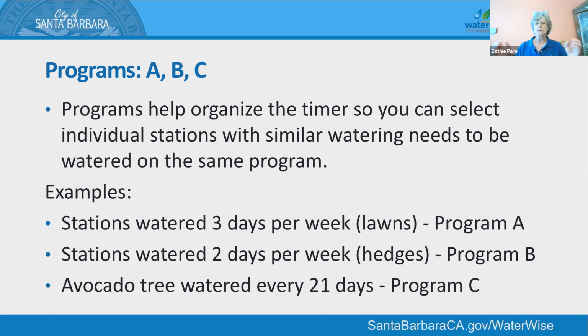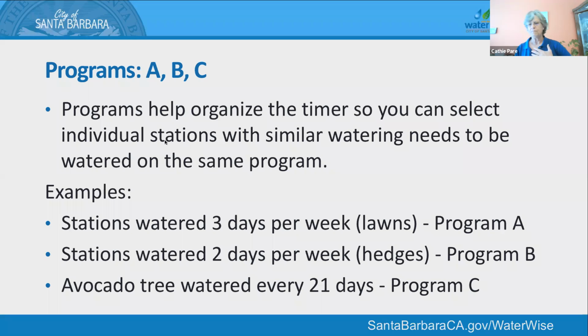So we're going to use an example. Say you have 2 zones of lawn. If you're watering them 3 days a week, I recommend 2, but if you happen to be watering them 3 days a week, you would want to put them on their own program. So you would schedule program A, and you'd put just the stations that are the 3-day-a-week areas that you want to water. So if it's station 1 and station 2, you tell it what time you want it to come on and how long you want each of those run times for those 2 stations in the lawns.